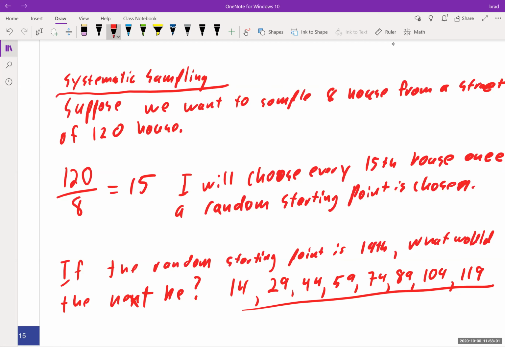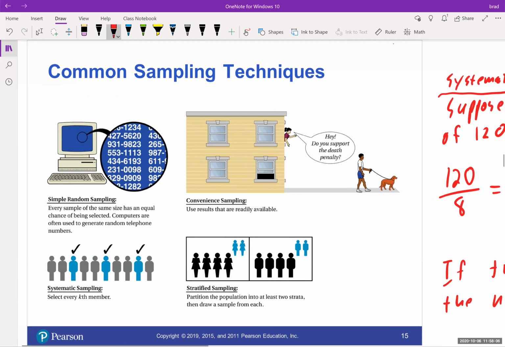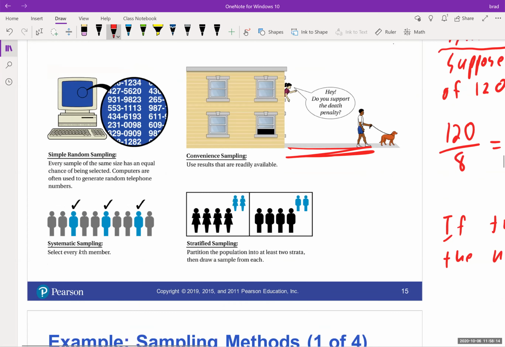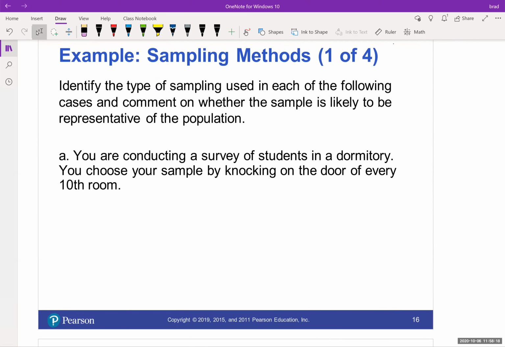So hopefully you guys can see that that's how systematic sampling will happen. Convenient sampling: use results that are readily available, just talking to people like outside your door or in your neighborhood. I kind of went over stratified already. So it says identify the sampling method used in each of the following cases and comment on whether the sample is likely to be representative of the population.